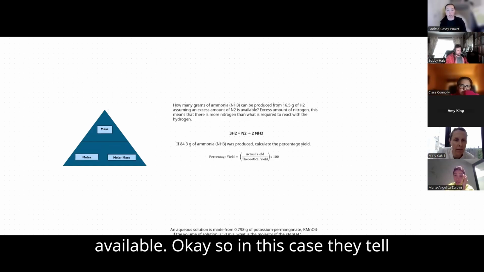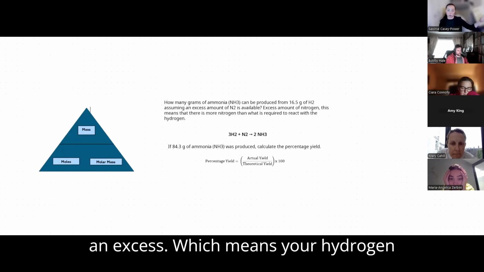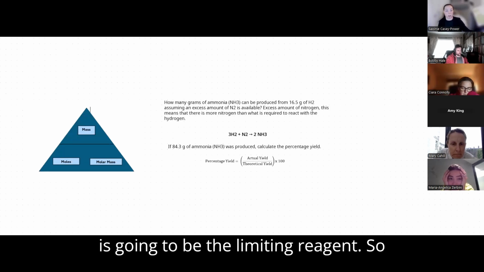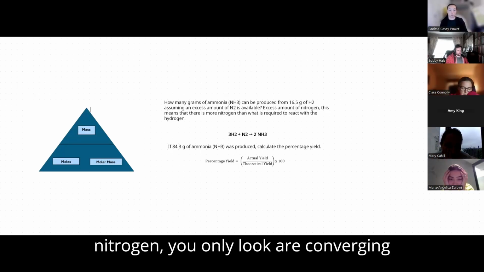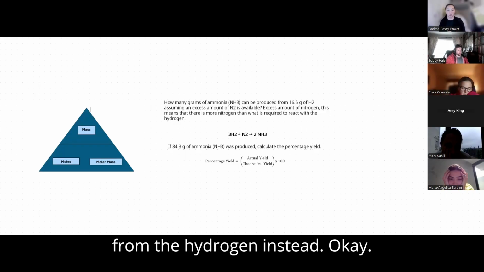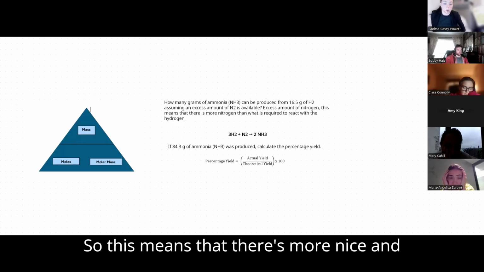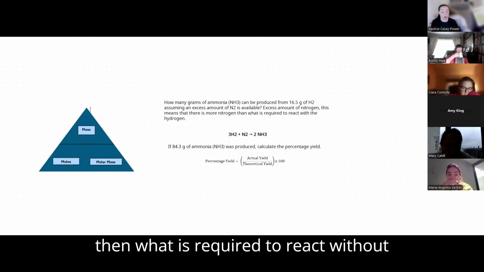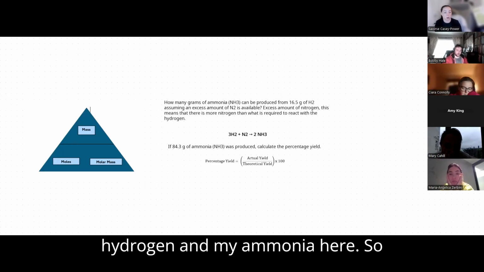In this case, they tell you that nitrogen, the N2, is in excess, which means your hydrogen is going to be the limiting reagent. So you don't focus on nitrogen, you only look at converting from the hydrogen instead. We have an excess amount of nitrogen, so there's more nitrogen than what is required to react with hydrogen. So we're only going to focus on hydrogen and my ammonia.